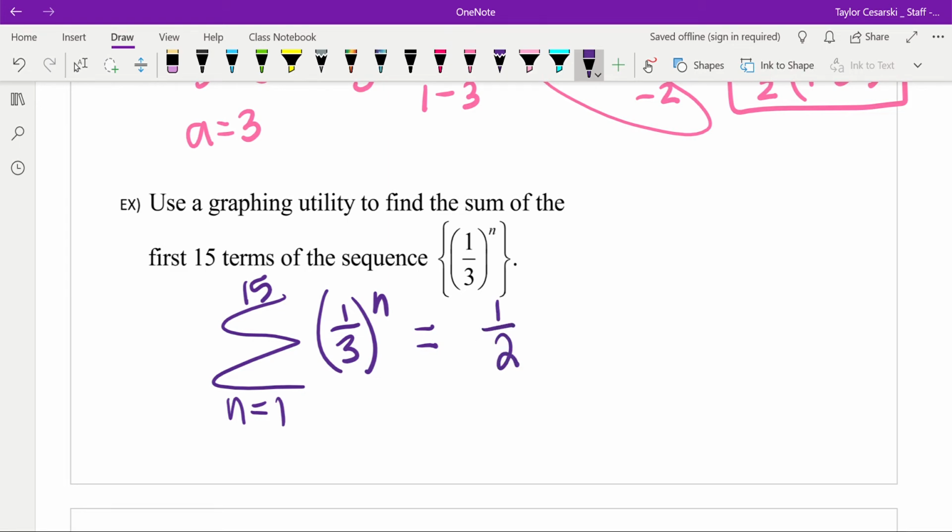Remember how you get that on your calculator is you're going to go to Math, and then you're going to go to 0. And it should be the summation, and then you can just plug it in. And that's back in the previous section, I can't remember if it's 11.1 or 11.2, but you can reference those notes there.